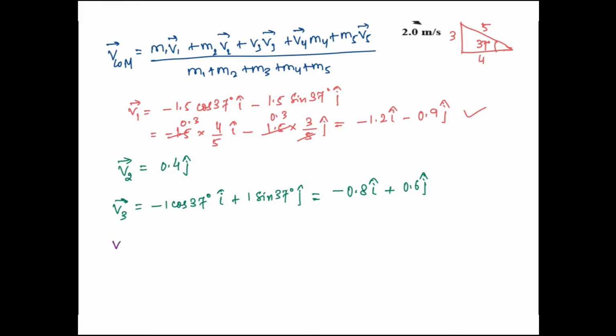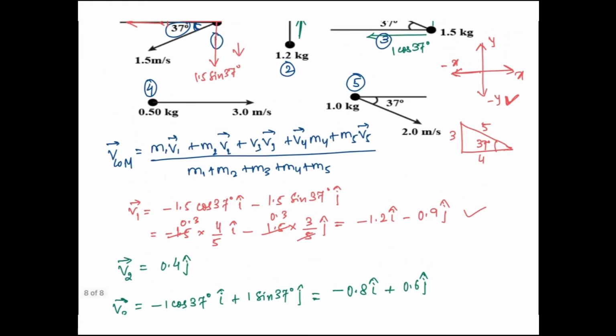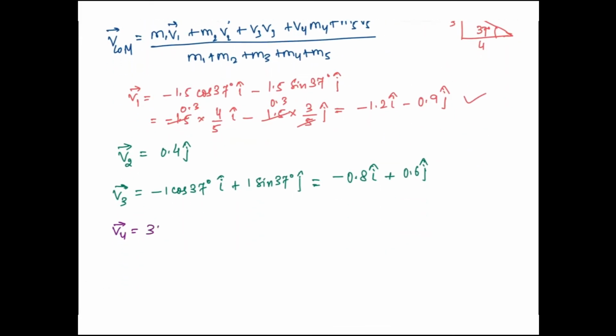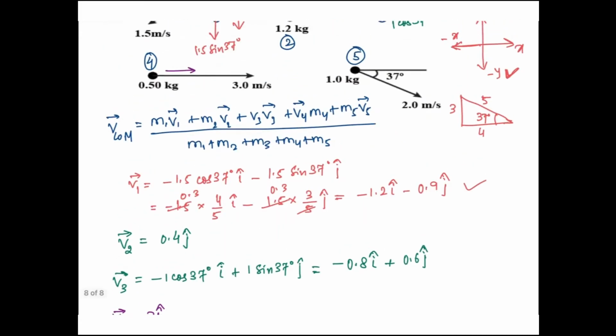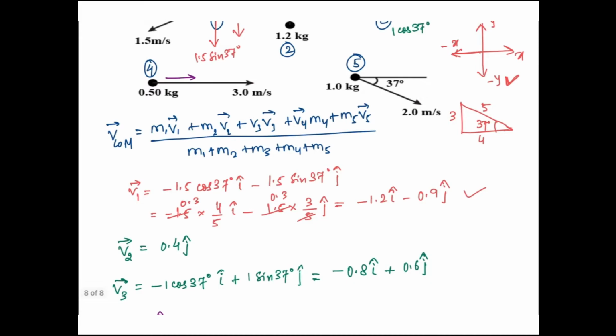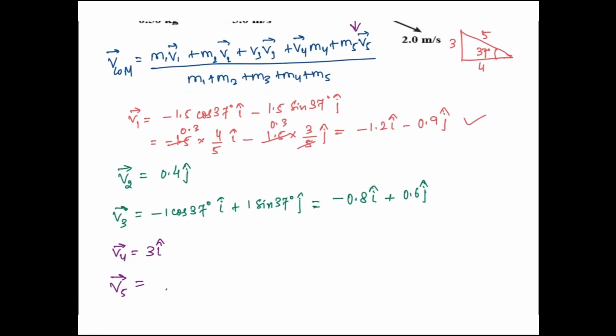Now what about the velocity of the fourth particle, that is v4? As you can see, it has velocity only in the positive x direction, so it will be 3 i cap. Now what about the fifth particle? The velocity v5, as you can see, will have two components, one in the positive x-axis and one in the negative y-axis, so it will be equal to 2 cos 37 degrees i cap minus 2 sine 37 degrees j cap.